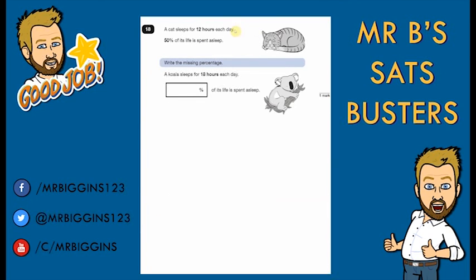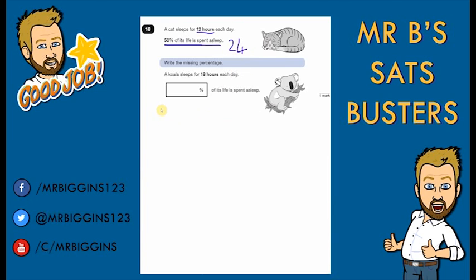Question 18 tells us that a cat sleeps for 12 hours a day, which is 50% of its life being spent asleep, and a koala sleeps for 18 hours a day, and we have to find out what percentage of its life it's spent asleep. Now, it's telling us that we know there are 24 hours in a day. Okay, if you didn't know that, obviously we know 50% is half, so if we doubled it, 2 times 12, we would get 24. So we know there are 24 hours in a day.